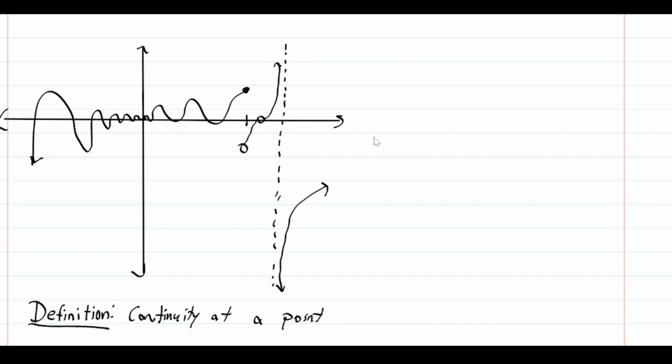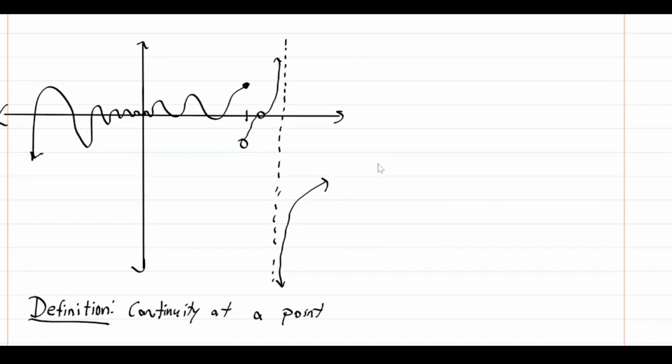So we seem to have a discontinuity, so the function is not continuous here at the asymptote, here where there's a hole, and here where there's a gap. Here, though, although it oscillates rapidly, it is continuous because we don't have to lift our pen from the paper.